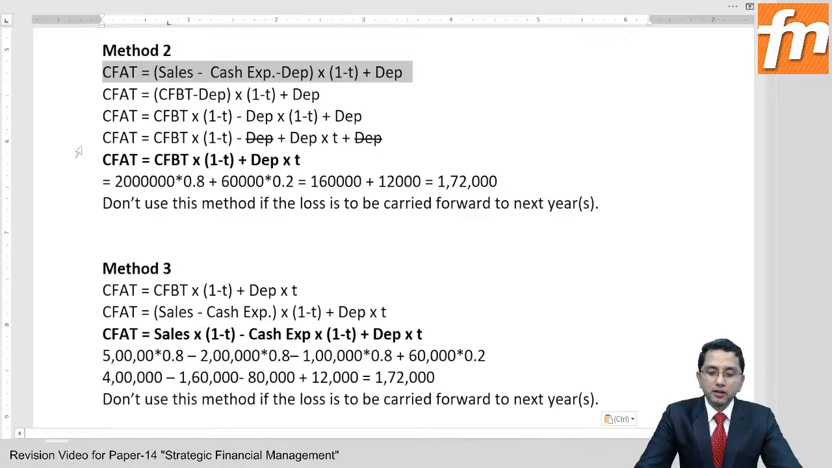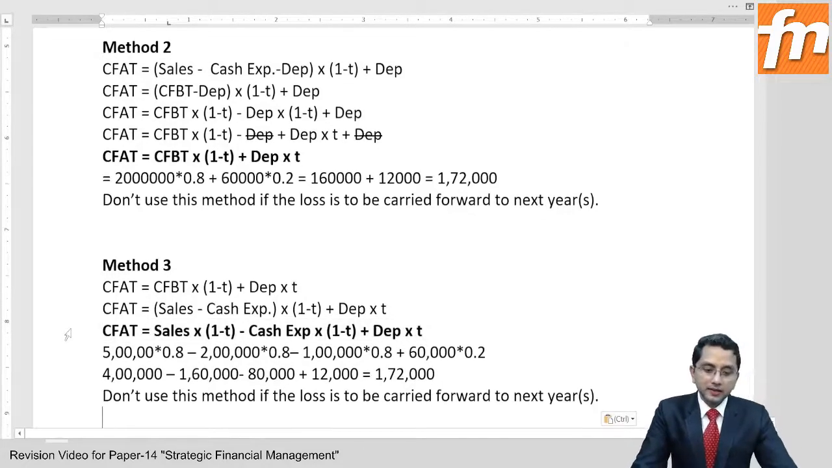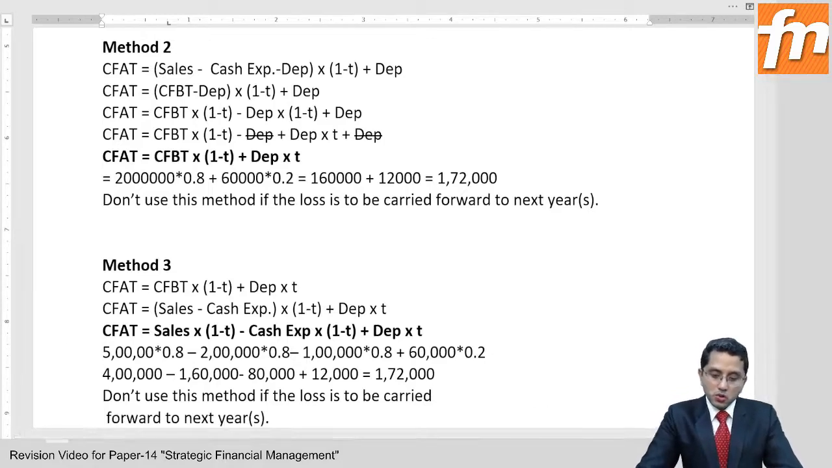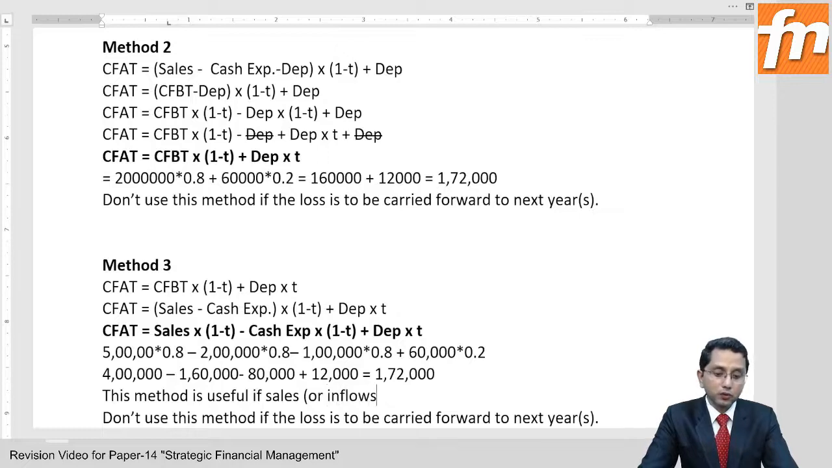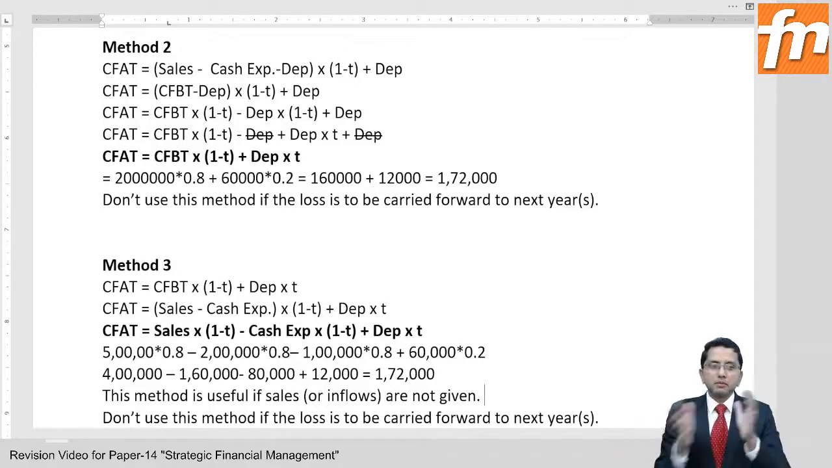When method 2 is shorter, why use method 3 at all? I will say, just a minute. This method is useful if sales or let's say inflows are not given. There are two machines, machine A, machine B. So these are two mutually exclusive.